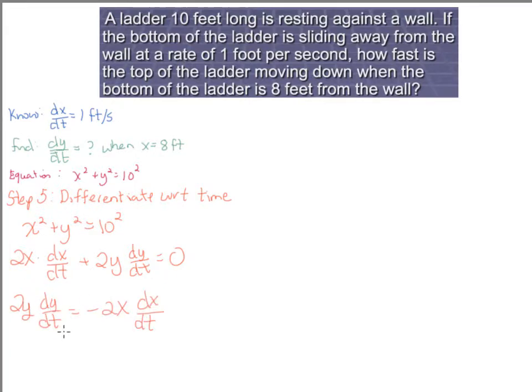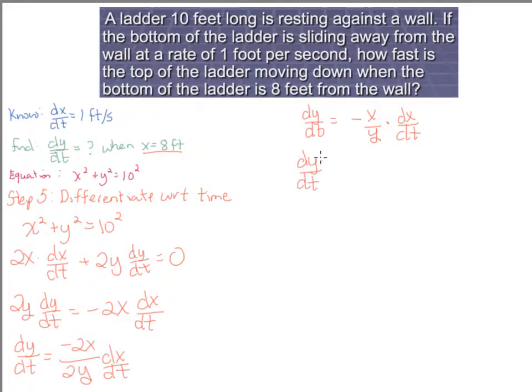Next, let's divide by 2y. Simplifying the right-hand side of the equation, I end up with the derivative of y with respect to time is equal to negative x over y times dx/dt. Notice that this equation has two variables, x and y, but I was only given the x value at the instant this occurs. So I was given that I want to figure this out when x is 8, but I need to know the y when x is 8.